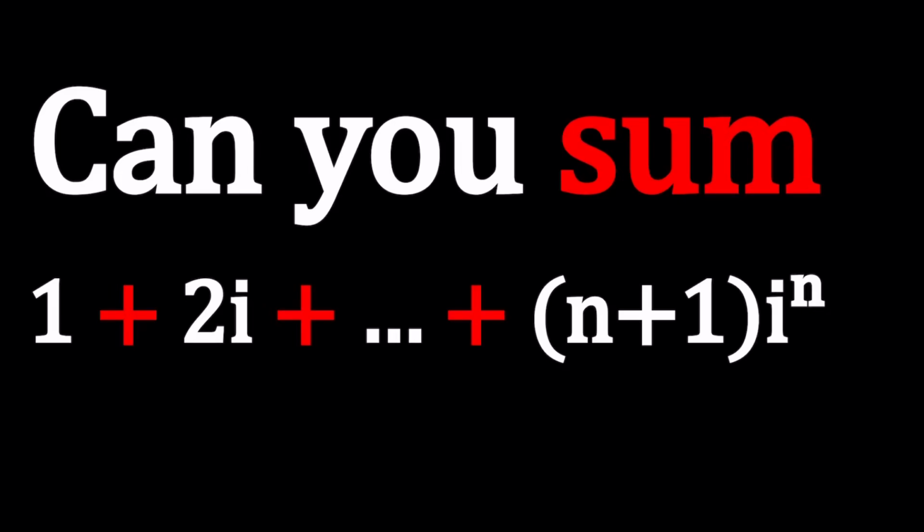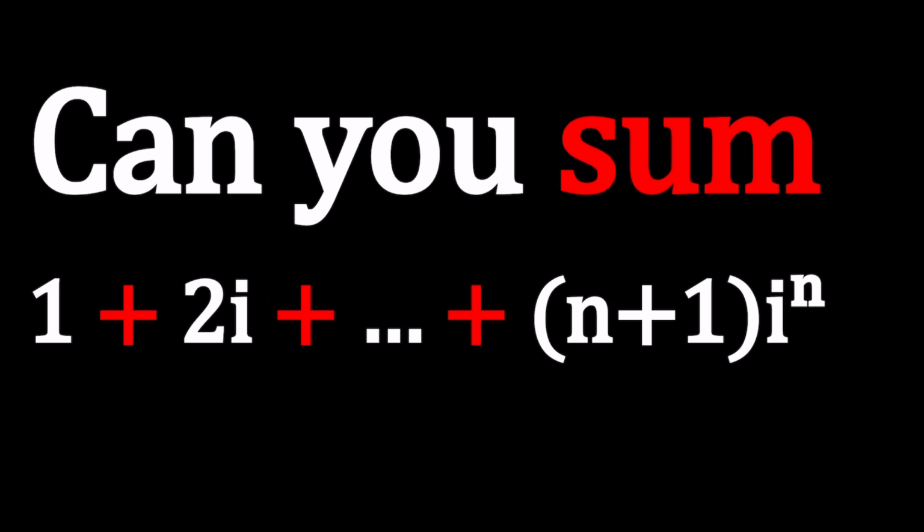This channel is all about complex numbers, and in this video we're going to be adding powers of i with some coefficients. We have 1 plus 2i plus 3i squared plus 4i to the third power, all the way up to and including the quantity n plus 1 times i to the power n. And we're going to find the sum in terms of n. I'll be presenting two methods and let's see how this goes.